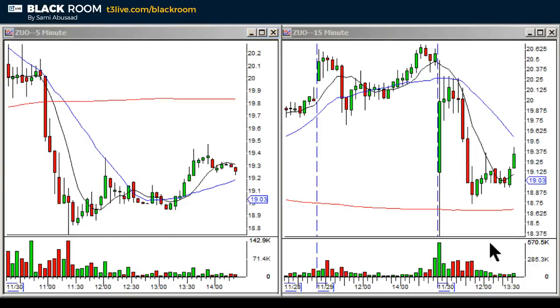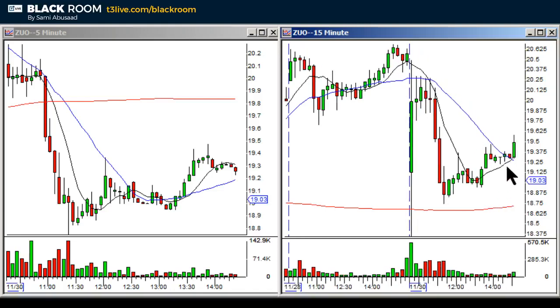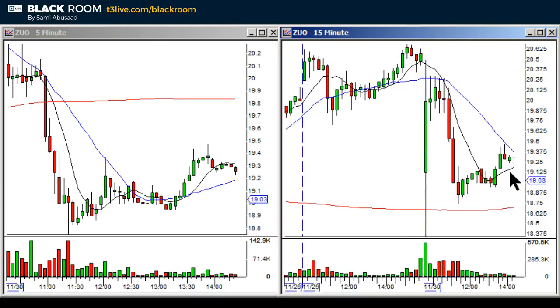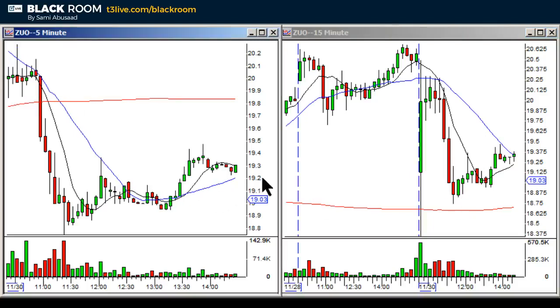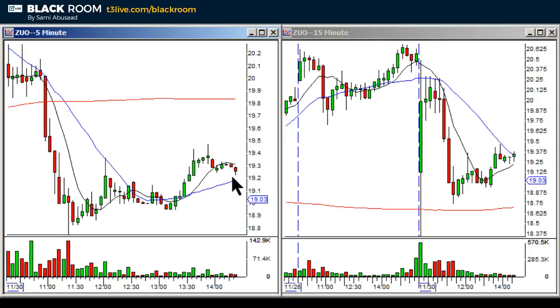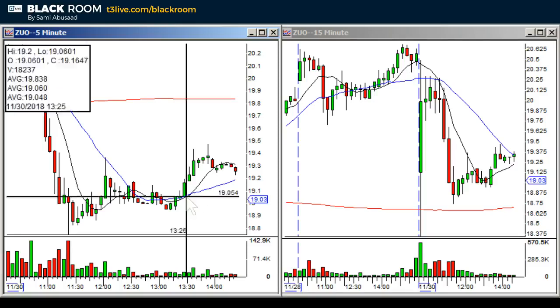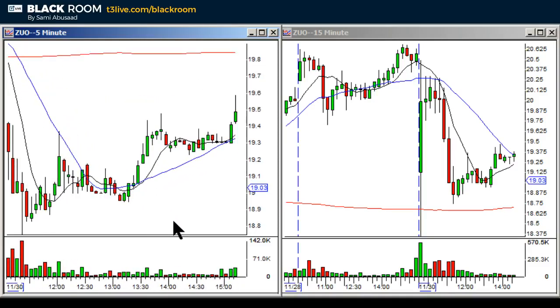Let's see, ZUO, sell setup on the 15. Let's just pretend this was a good sell setup. It wasn't. Right here, short. Okay. Did it look good at that same time on the 5-minute? Look at the rising 20 on the 5. No, it didn't.